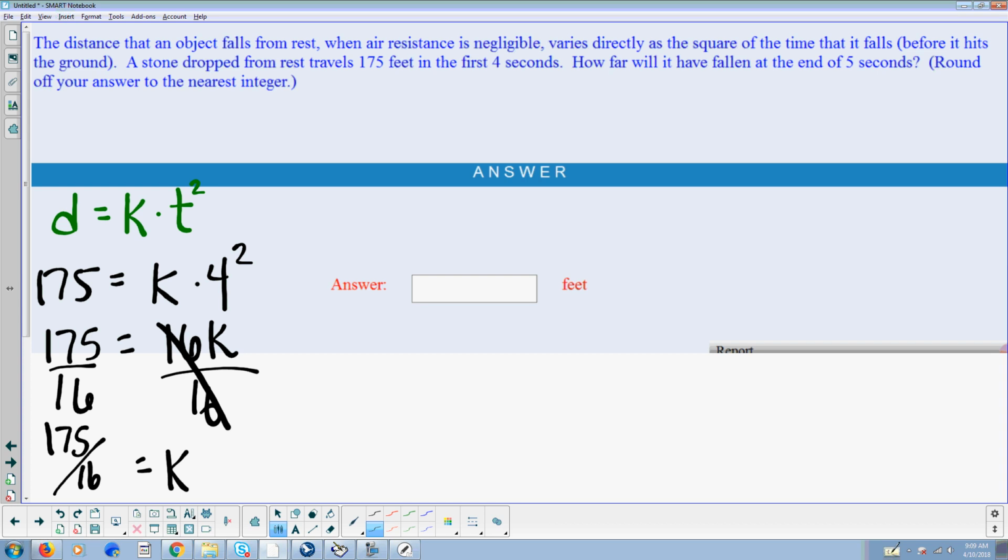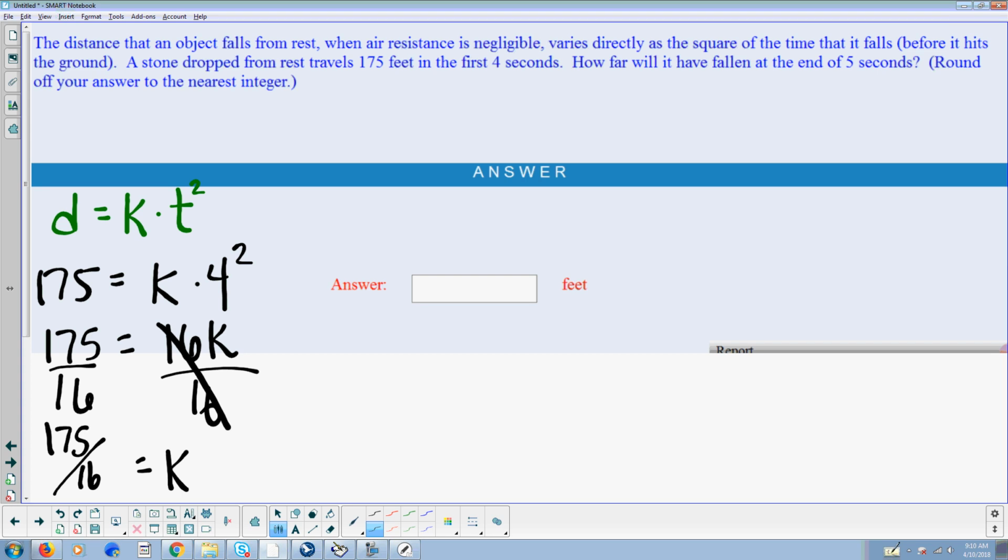Remember that k is a number that you do not ever want to round. You're just in step 2. It says at the end to round off your answer to the nearest integer. That is not talking about k. K is not the answer. K is on the way to the answer. Do not round k.